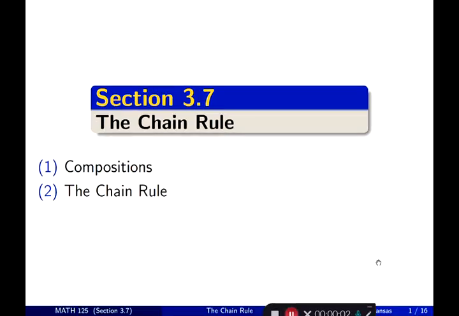We're starting section 3.7, the chain rule. First, we talk about the composition of functions, and then we give you the chain rule. What is the chain rule? The chain rule is just the derivative rule that helps us take the derivative of composition of functions. And this is where you're prepared for doing your derivative exams, basically.